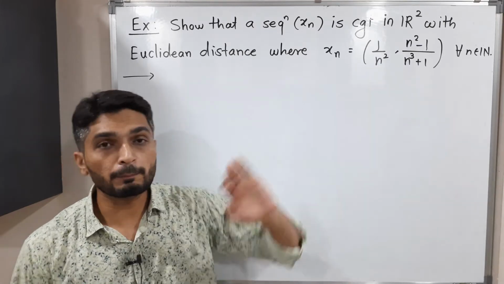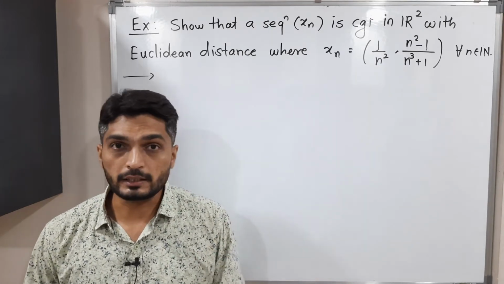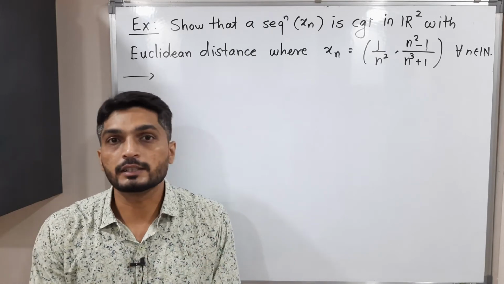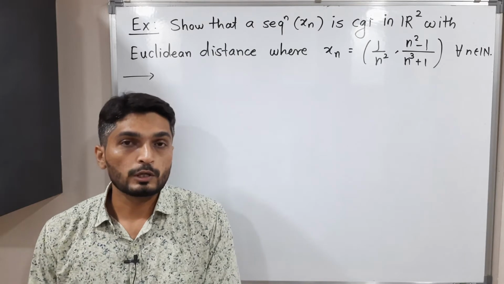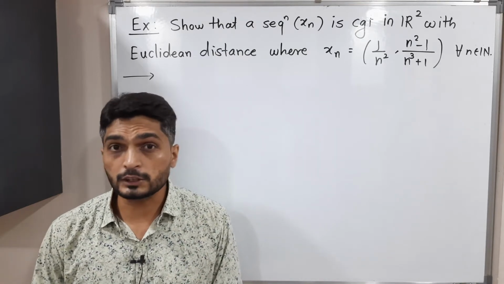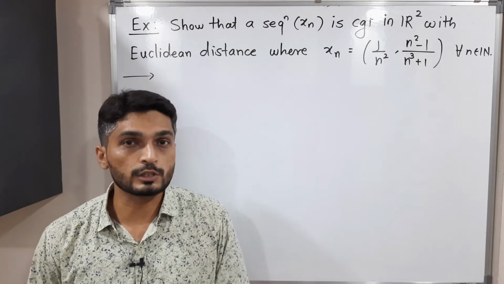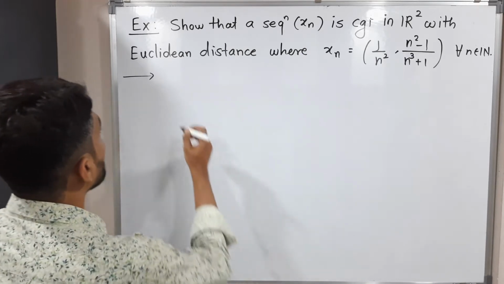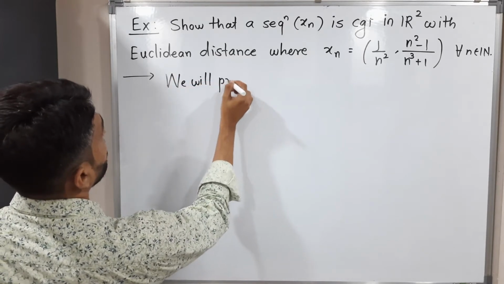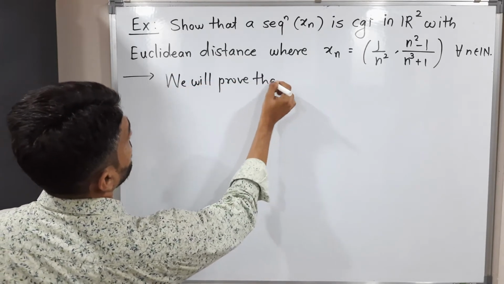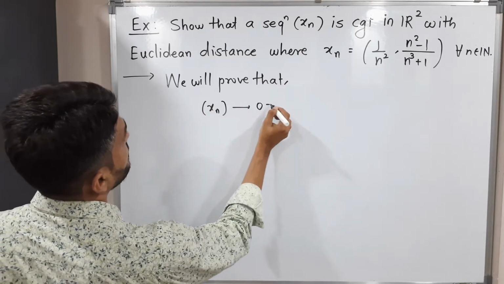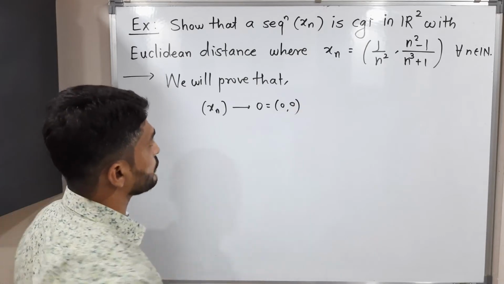And for the second component also, if you apply the limit n tends to infinity, if you solve it roughly, definitely you will have it converges to 0. So our target is to prove that the given sequence xn is convergent and converges to 0, 0. So let me mention it here: we will prove that the given sequence xn converges to 0, 0, right?